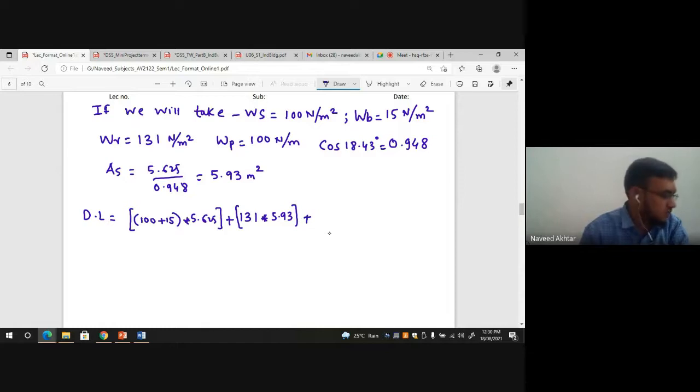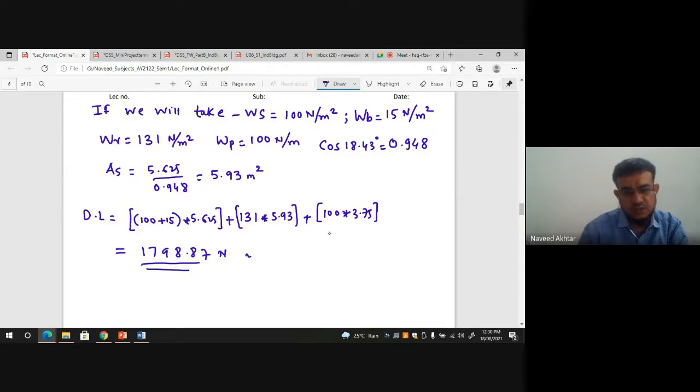Plus 100 into base on the truss, 3.75. So we are getting the load in Newton, 1798.87 Newton. The dead load is coming approximately 1.8 kilonewton. So this is all about the dead load calculations.